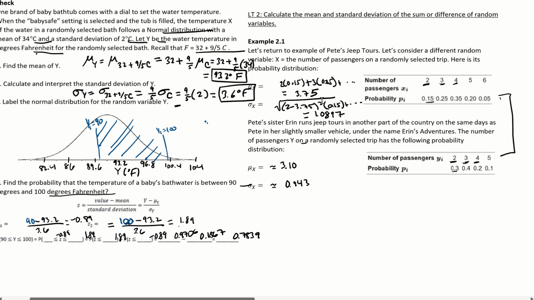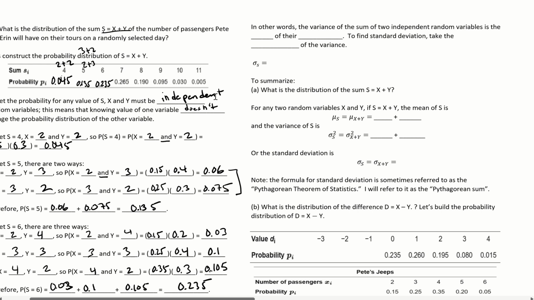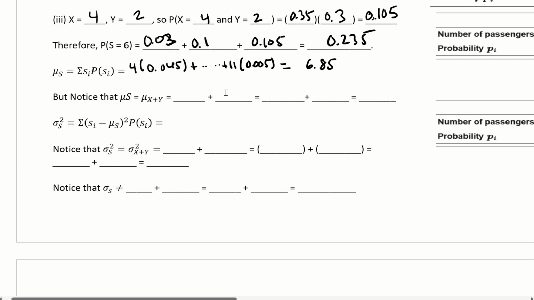And Pete's sum is 3.75. So if I combine 3.75 plus 3.10, that gives me 6.85. Well, that's what I got here, right? 6.85. So simply, I don't have to do all this math, right? I can just get to the result. But I did this so that you can see, okay, well, yeah, I did get 6.85.